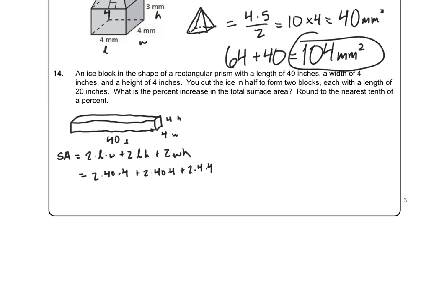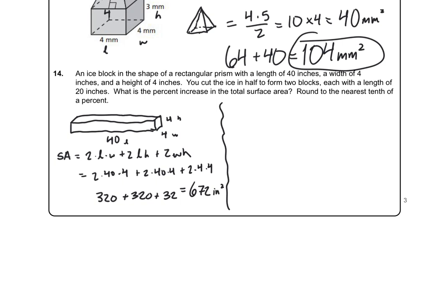For this, I've got 320. We'll simplify there. 320 again. And then 2 times 4 times 4 is 32. When I add everything together, I get 672 square inches. And that's the surface area of the first one.